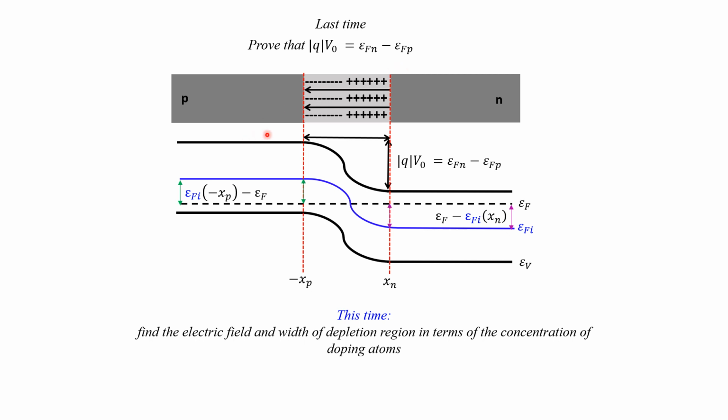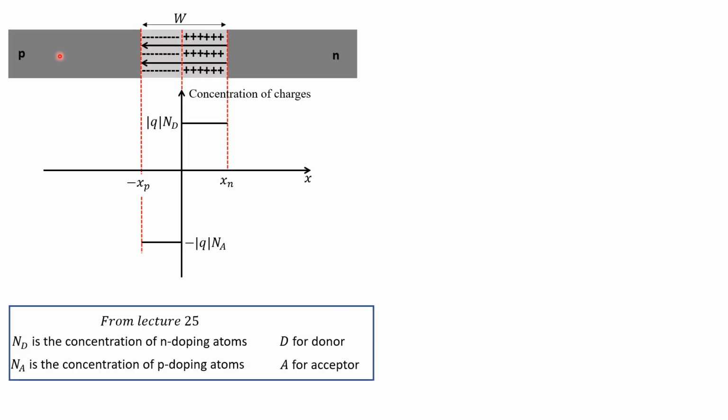Now this time, we're going to find an expression for the electric field and the width of the depletion region in terms of the concentration of doping atoms. So to do that, to find the electric field in the depletion region and the depletion region width, we need to know how the p-n junction was doped. So we need to know the doping profile.